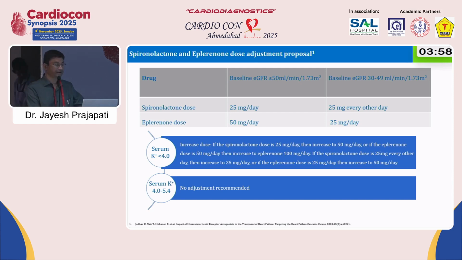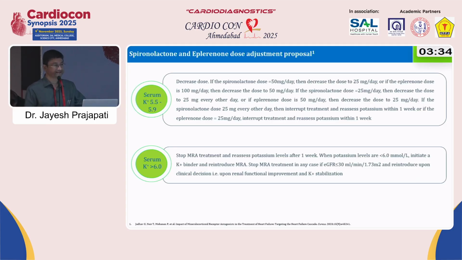So with eGFR of 30 to 31, we can start eplerenone 25 milligram per day or spironolactone 25 milligram every other day, and we need to increase later depending on how much the patient's eGFR improves. With potassium 4 to 5.4, no dose adjustment is required. If it is more than 6, then we have to stop the MRA. And with 5.5 to 5.9, we have to be very careful and monitor the potassium level. That is a crucial thing.